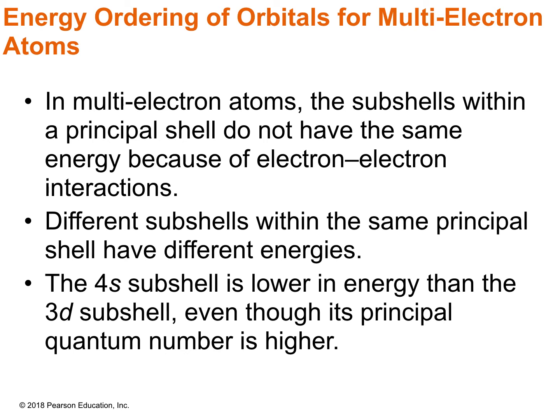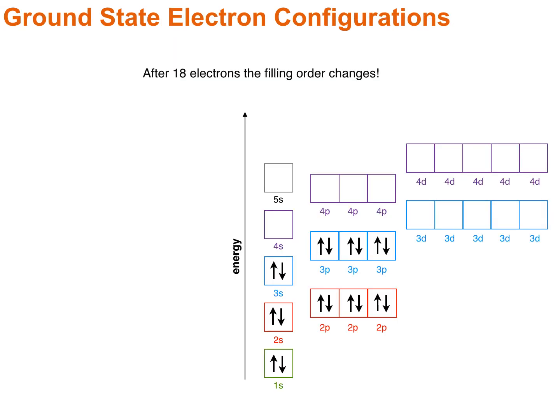Okay, so not all of the subshells within the n equals 3 shell are equal energy. Different subshells within the same principal shell have different energies. Again, the 4s subshell is lower in energy than the 3d subshell, even though its principal quantum number is higher. Okay, so we have to take that into consideration when we are filling electrons.